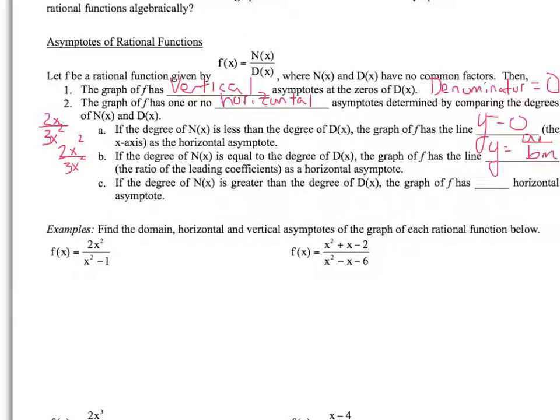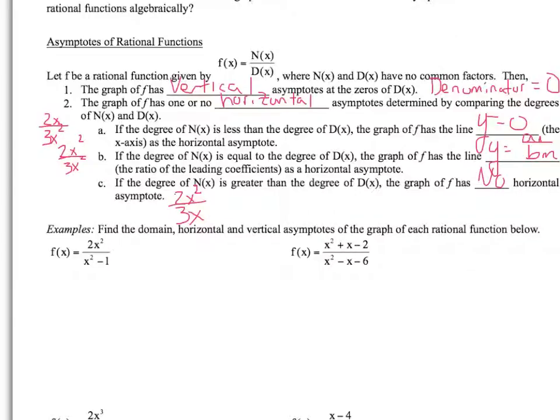And finally, part C, if the degree of the numerator is greater than the degree of the denominator, so something like 2x squared over 3x. The highest power in the numerator is greater than the power in the denominator. In this case, the function has no horizontal asymptote. It would just be none.